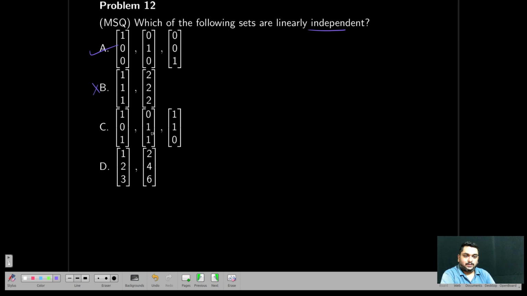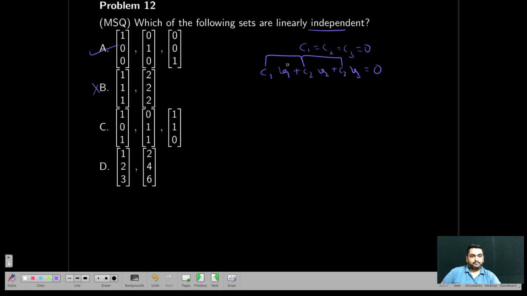1 0 1, 0 1 1, 1 1 0, to check whether it's independent or not, how will you check? By definition you can check, right? C1 V1 plus C2 V2 plus C3 V3 should be equal to 0, and C1 equal to C2 equal to C3 equal to 0 is a trivial solution. Is there any other solution possible? Only the trivial solution is possible. If I add all these to get 0, these 3 have to be 0. There is no other condition, so this is linearly independent.